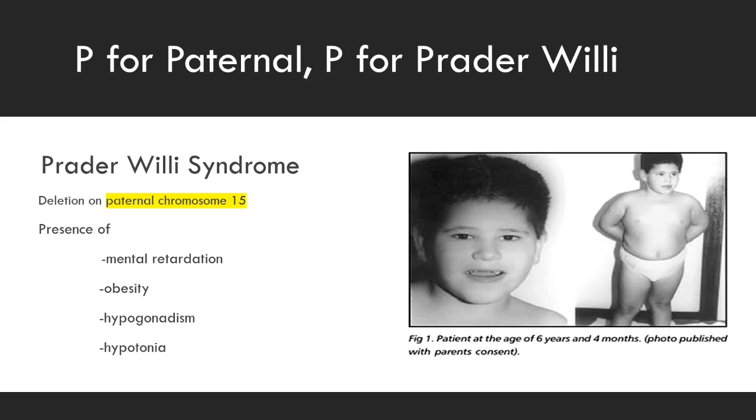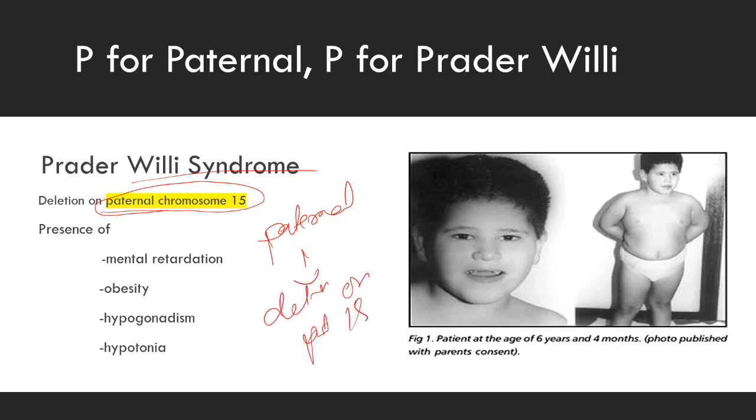Okay, then next, P for paternal, P for Prader-Willi. So Prader-Willi syndrome is related to deletion on paternal chromosome 15. I told you paternal side, if there is deletion on paternal chromosome 15, then there is Prader-Willi syndrome. Paternal means father side.